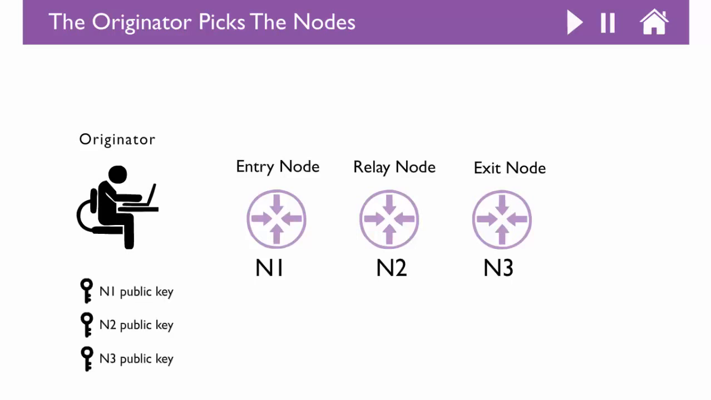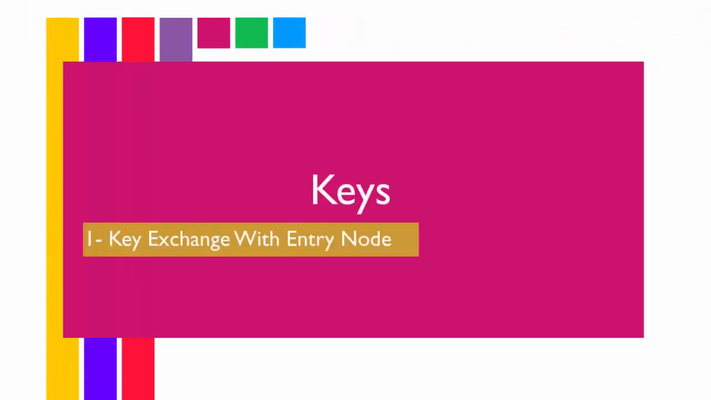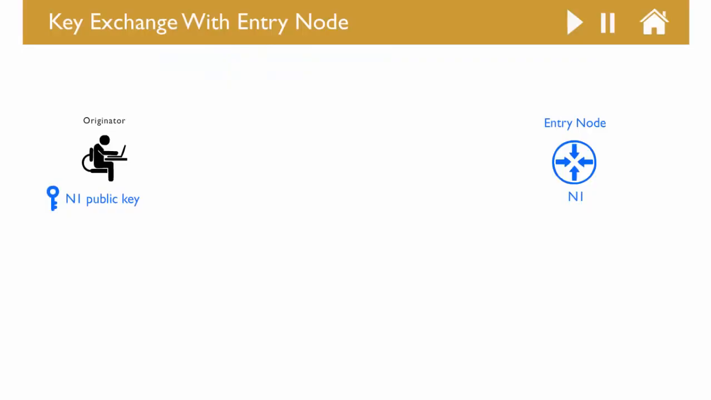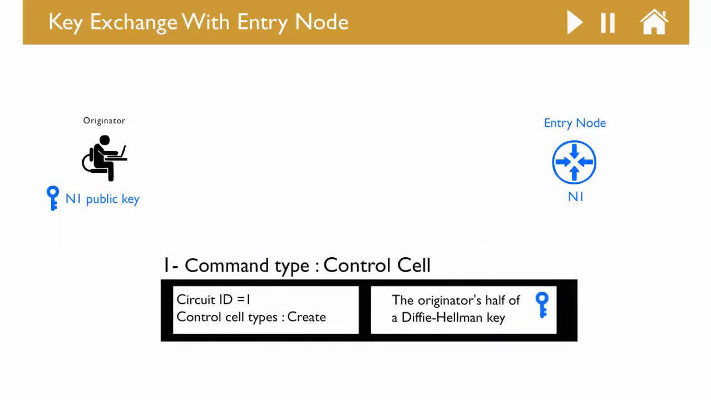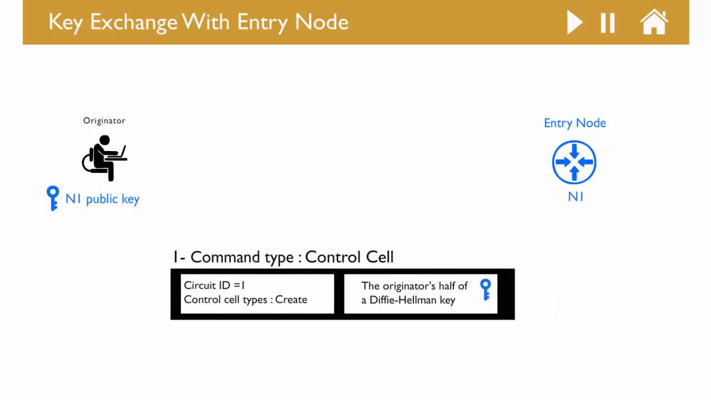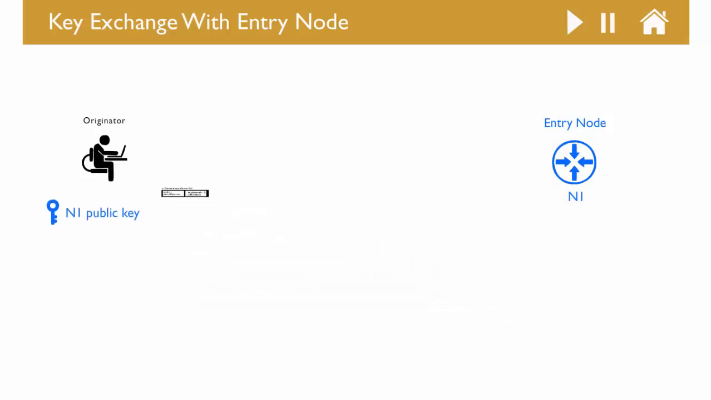Obtained from the directory node, the originator at this step has the public key of each node. Using asymmetric key cryptography, the originator uses the public key of the first node in the circuit to send an encrypted message, called create cell. Inside the create cell is the originator's half of a Diffie-Hellman handshake to establish a shared secret key, or session key, with the entry node.